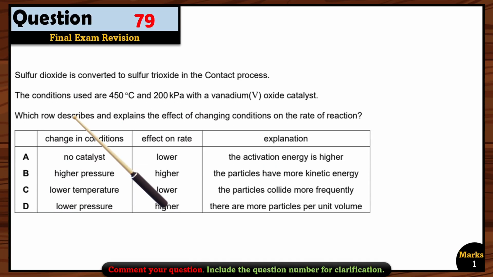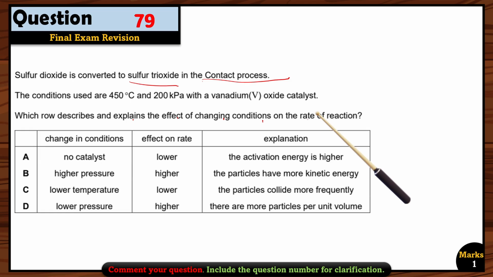Let's see question 79. Sulfur dioxide is converted to sulfur trioxide in the contact process. Which row describes and explains the effect of changing conditions on the rate of reaction? Okay, they are using different catalysts for temperature.